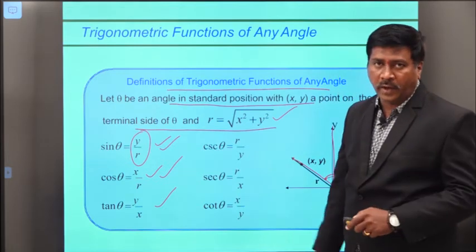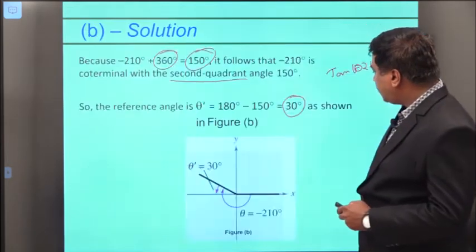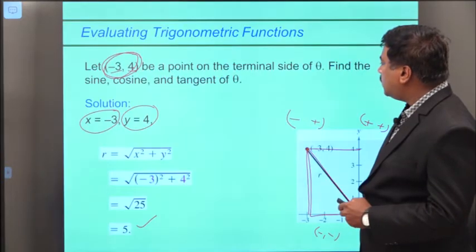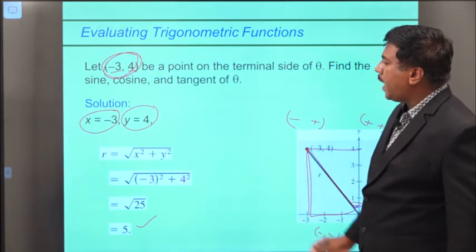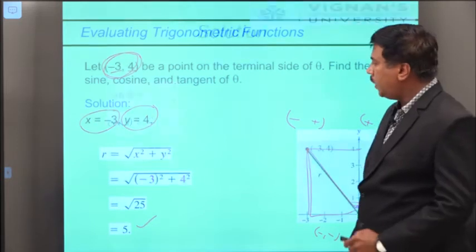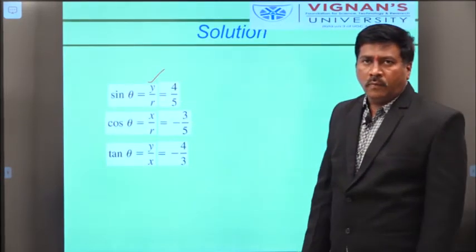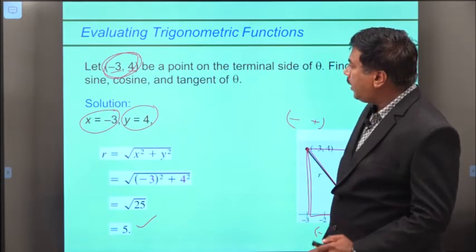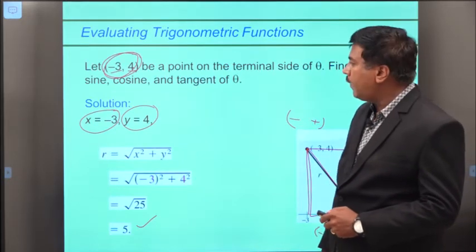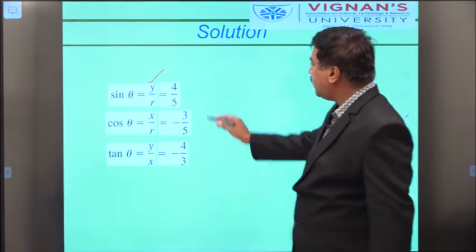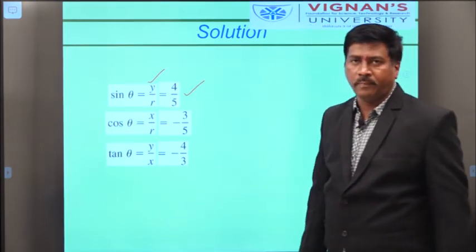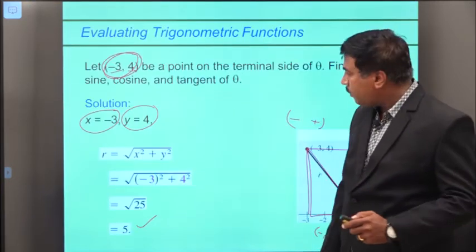Here the point is given. So likewise, x equal to minus 3 and y equal to 4. That means sine theta equal to y by r. What is the ordinate of y? The y coordinate value is 4. That means simply using the formula, it is 4 by 5. Please all of you keep this in your mind.